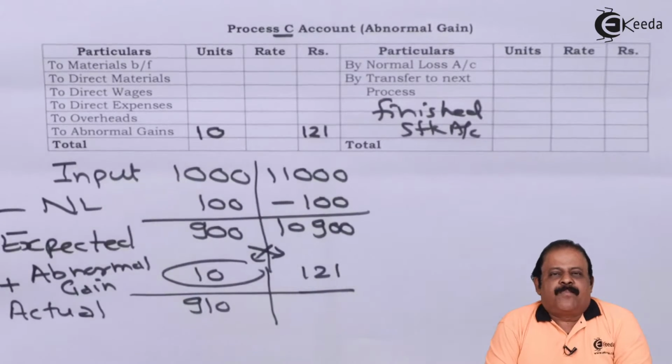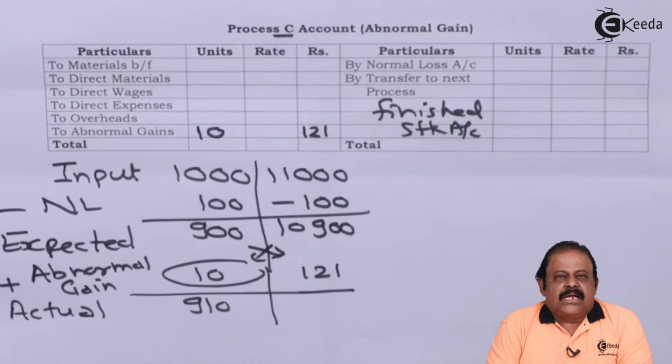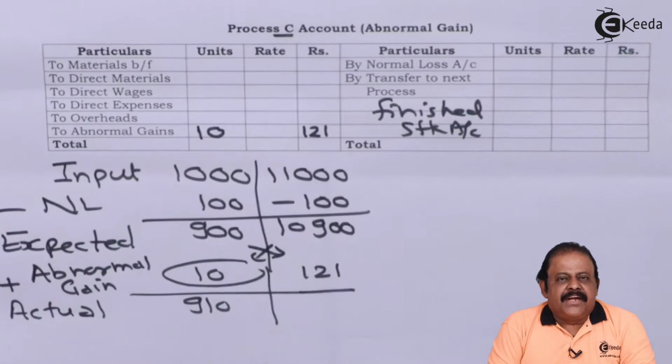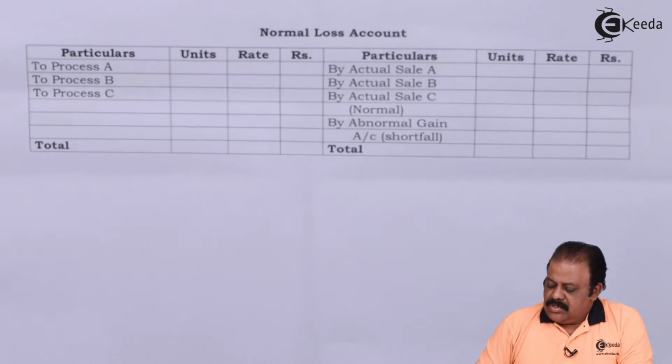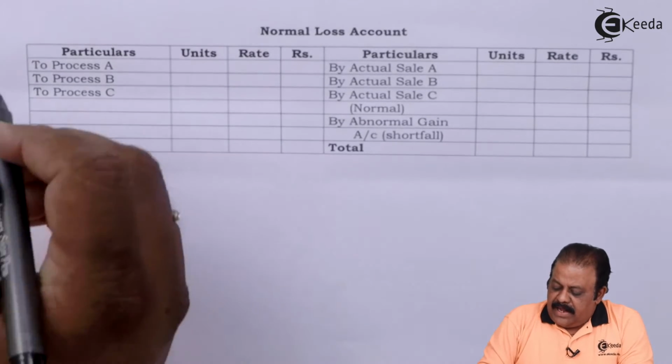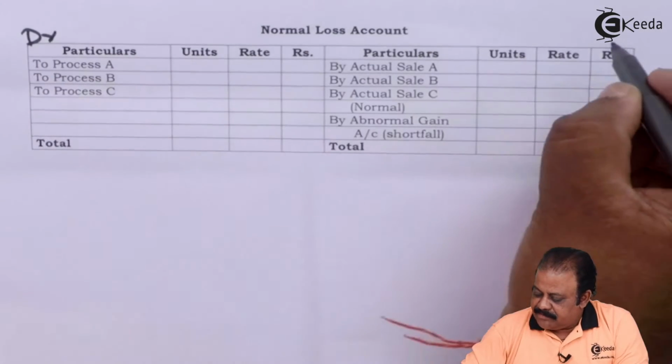So we have learned that in a process account there are three possibilities. Possibility 1, normal loss. Possibility 2, abnormal gain, and third, abnormal loss. All three, how we are required to indicate and calculate them, we have discussed. If the question asks further for preparation of the normal loss account, how does it have to be prepared? Here we have the normal loss account. It will be prepared like a simple ledger account. It will have two sides, debit and credit.